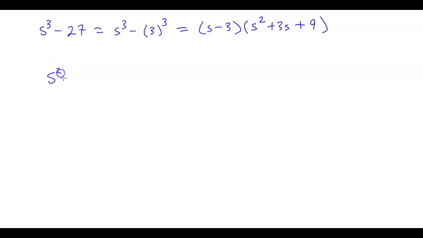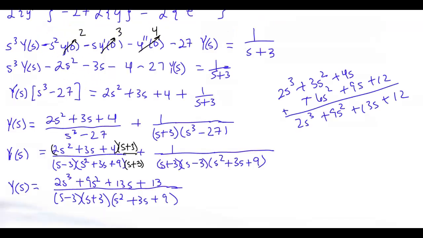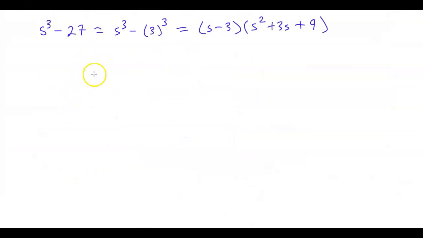So here, if we take s squared plus 3s plus 9 here, oh, sorry, not that one. Yeah, let me make sure. Yeah, that's what I want to do. So s squared plus 3s plus 9.